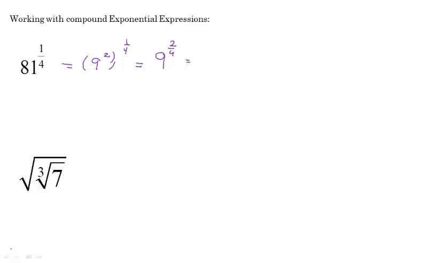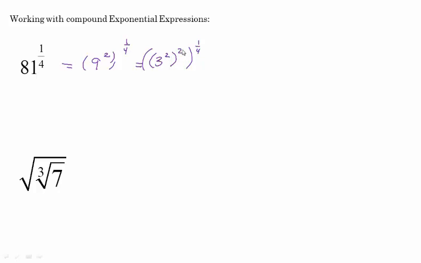hold on, let me break that down even a little bit further before we do this. 9 is also 3 squared. So I have 3 squared to the 1/4. Now I've broken that down as far as it can be broken down. So 81 was 9 squared and 9 is 3 squared. Now I'm going to multiply all these together.